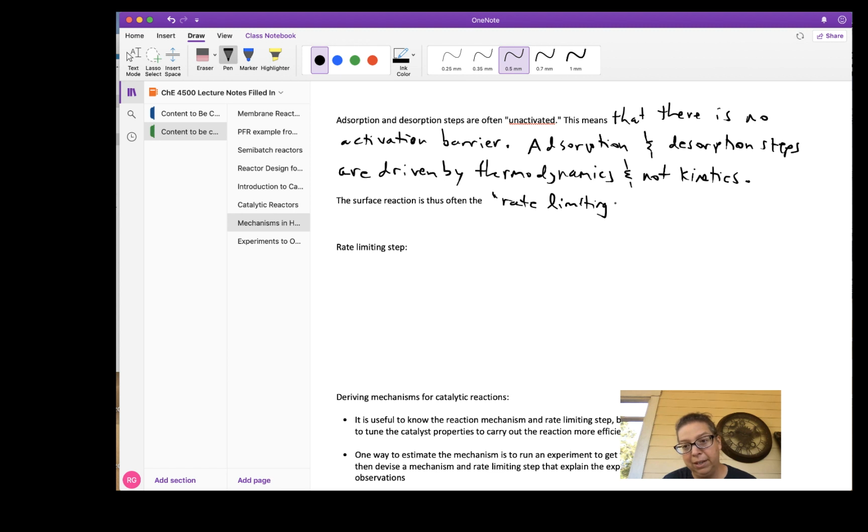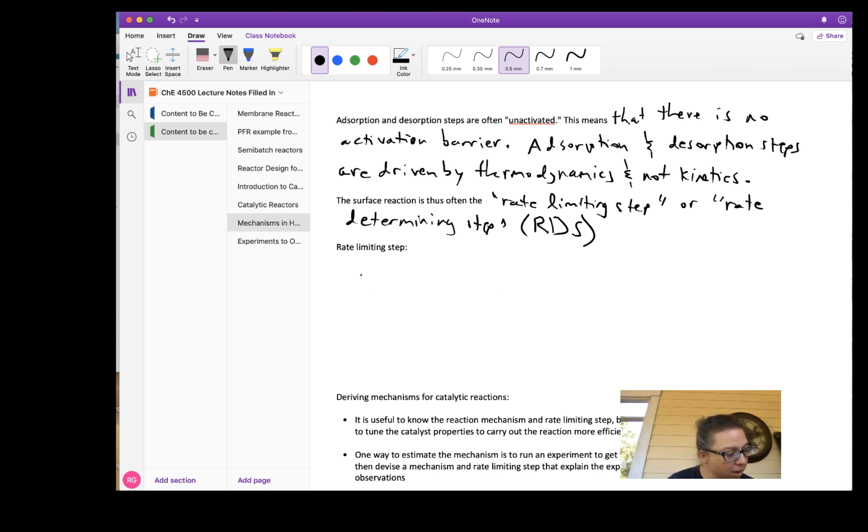You can say rate limiting step, or another way that people refer to that is the rate determining step. And rate determining step is often denoted RDS, and you'll see some cases where rate limiting step is denoted RLS. So the rate limiting step or rate determining step is the slowest step in the mechanism. And when I say slowest, I'm talking now about kinetics.